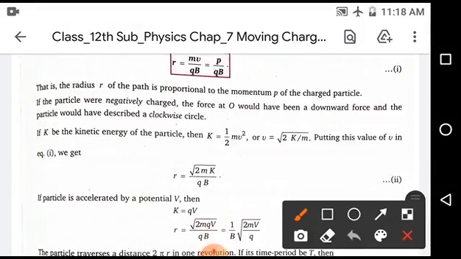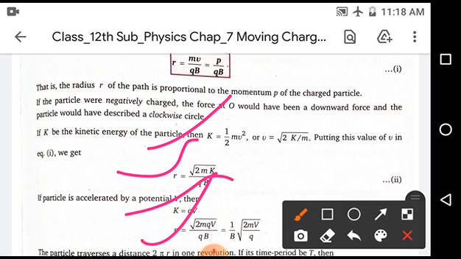Now we can also find the kinetic energy of a charged particle. K is equal to half mv square. So v is equal to under root 2K upon m, where v is the velocity of the charged particle which is moving in a magnetic field. Clear? So on putting this value, we can find the radius of the path which is covered by the charged particle. Small r equals under root 2mK upon qB, and we know that K is equal to qV. So putting this value, r equals 1 upon B under root 2mV upon q.